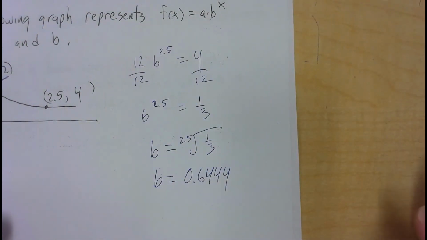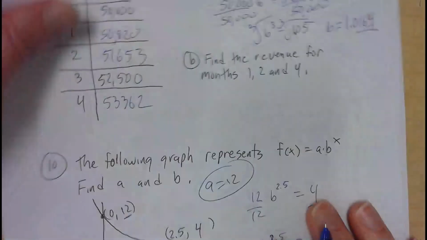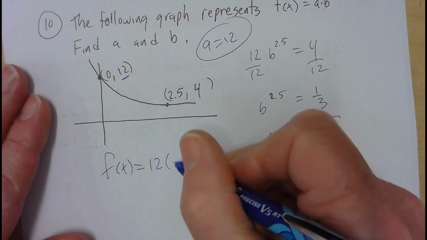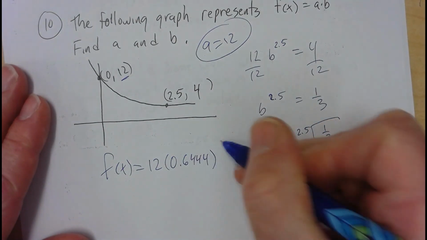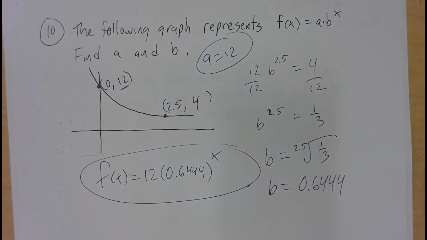So that's the B, and the A is 12. A is equal to 12 because that's my starting amount. So here's my equation. F of x, the function, is 12 times 0.6444 to the x power. So this equation models that curve. And that's the quiz. Thanks for watching.